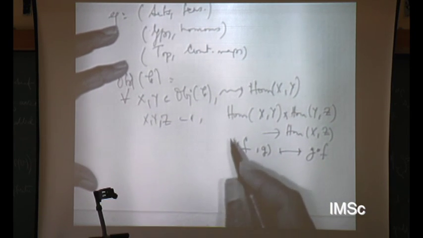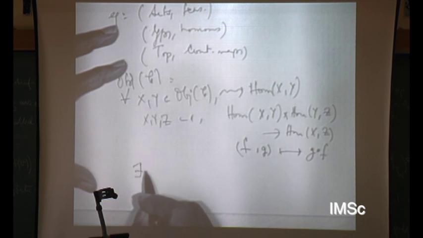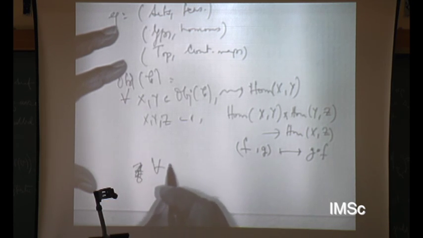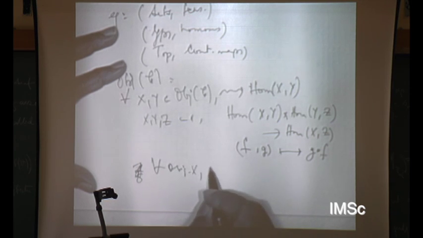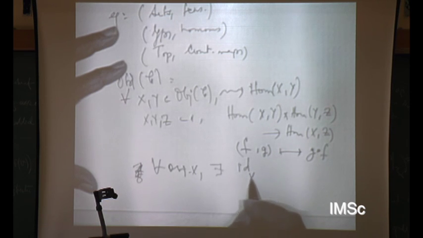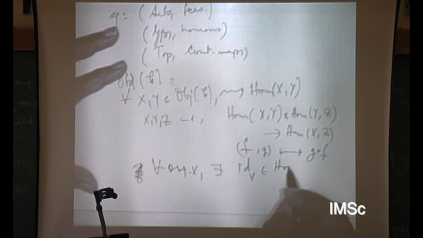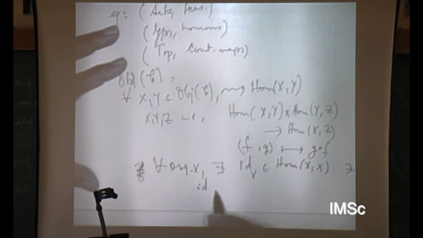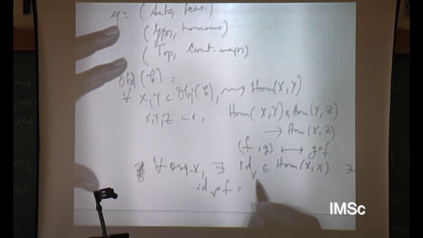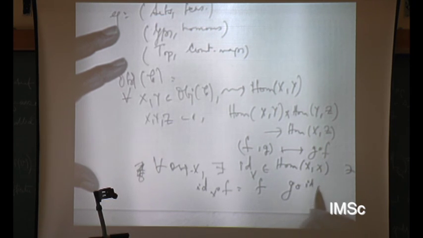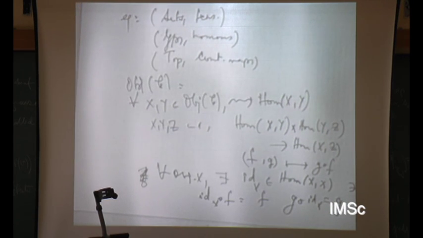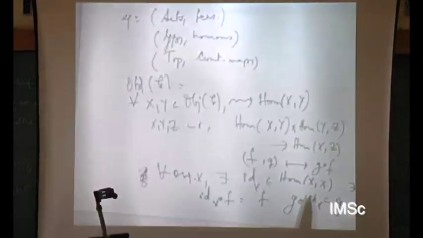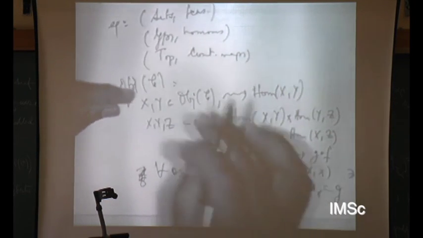And the other thing is, your demand is that for each object x, there exists something called the identity of x as a morphism from x to x, such that id_x circle f equals f and g circle id_x equals g, whenever that makes sense. Here f is a morphism from somewhere to x. Here g is a morphism from x to somewhere. Okay, that is all a category.